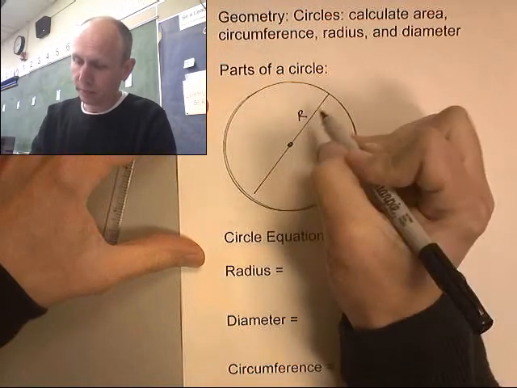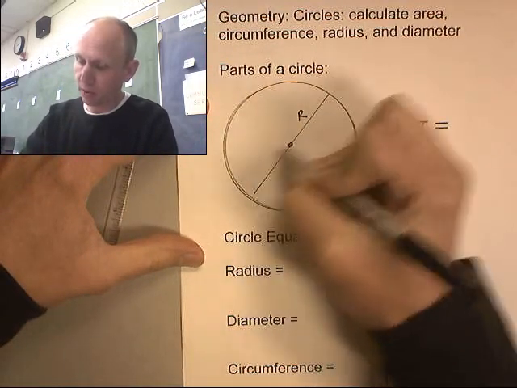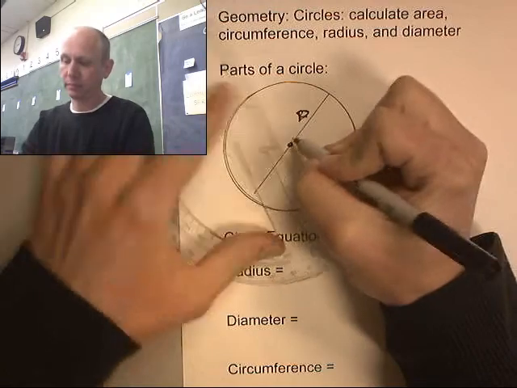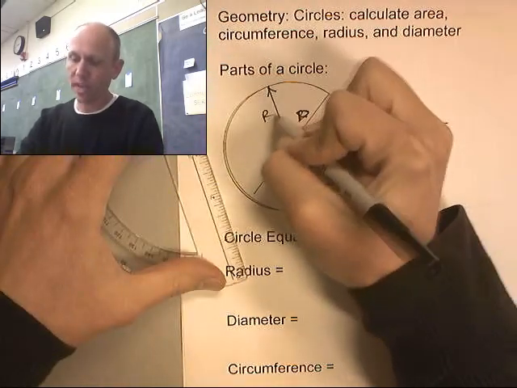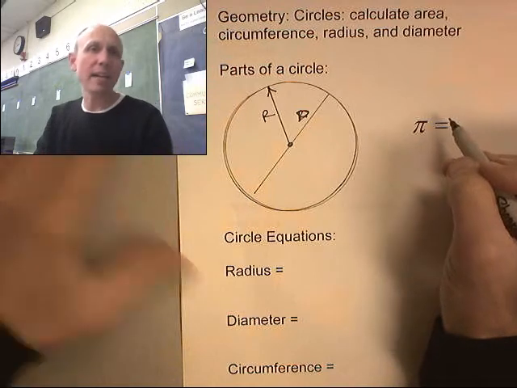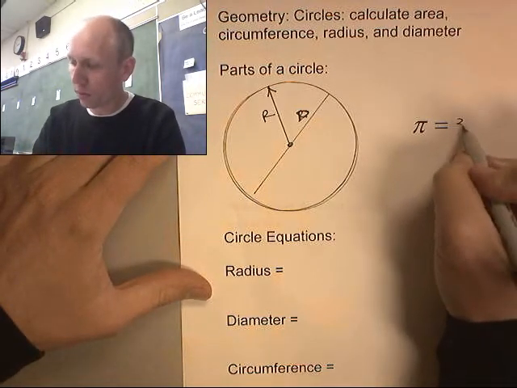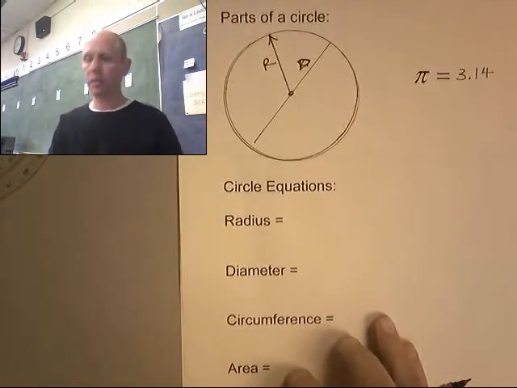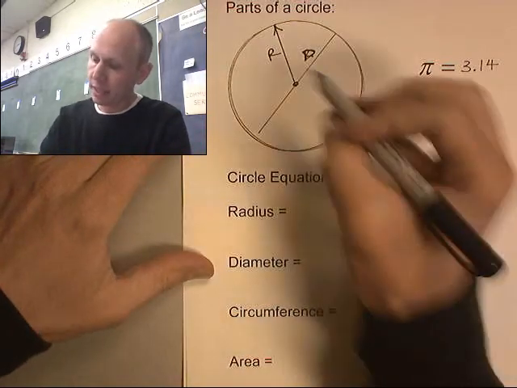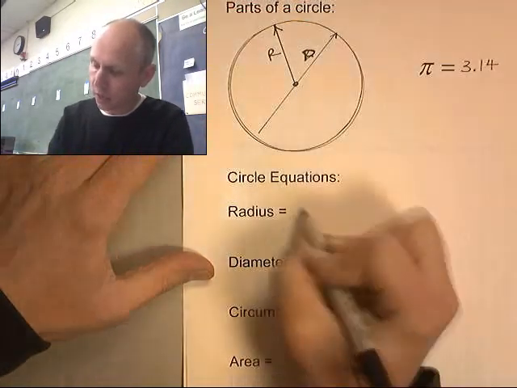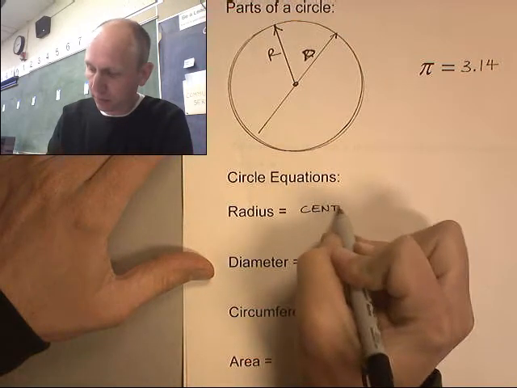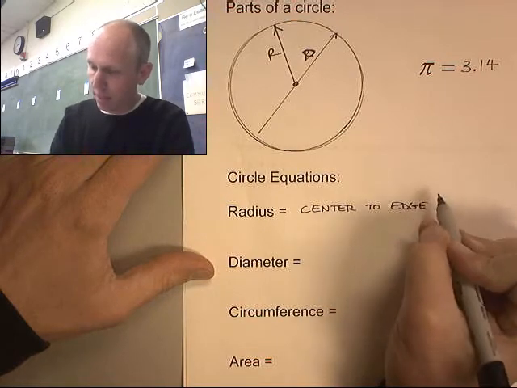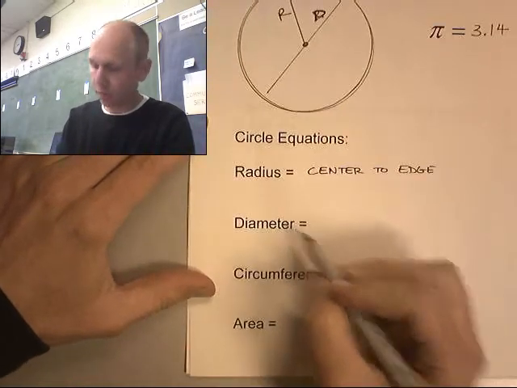So our main pieces: we have the radius, which is one little piece, and the diameter is the whole thing. Actually, let's change this into diameter. There's diameter. There's a radius. We'll be using pi, and we'll use 3.14 for pi. What do we know about a radius? We know the radius goes from the center to the edge. And we know that diameter goes from edge to edge.